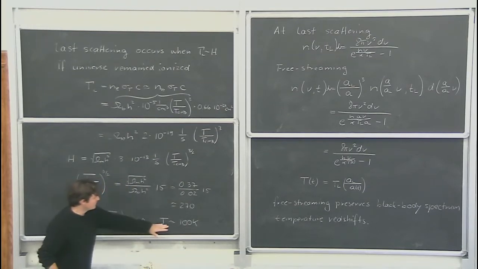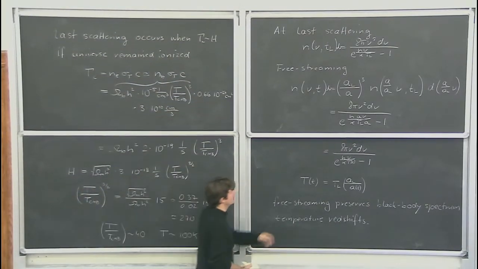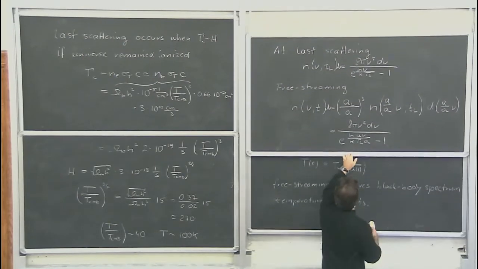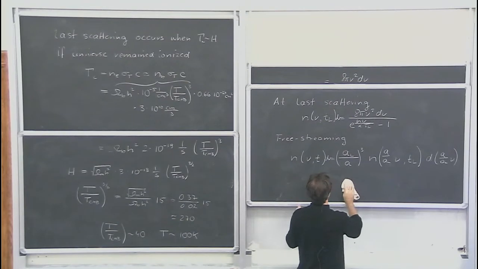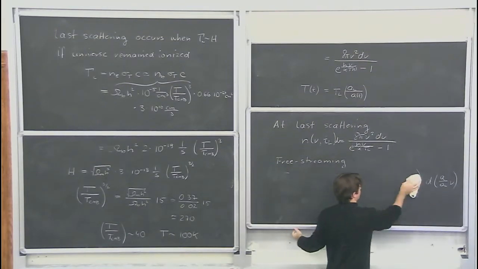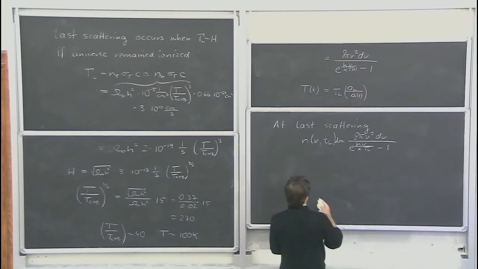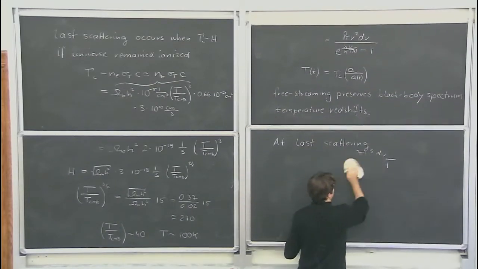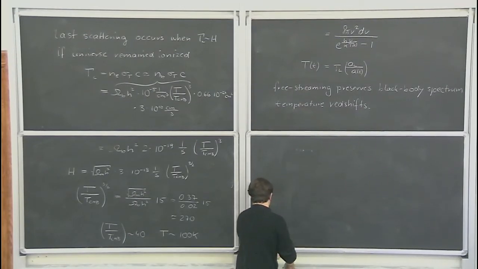And this is a temperature that's very low, so this is a temperature that's much below the temperature associated with the binding energy of hydrogen, which is around, let's call it 10 to the 4 Kelvin. So we know that hydrogen will form long before this happens. And so we'll have to understand how recombination works. And it turns out then that last scattering actually happens during recombination.